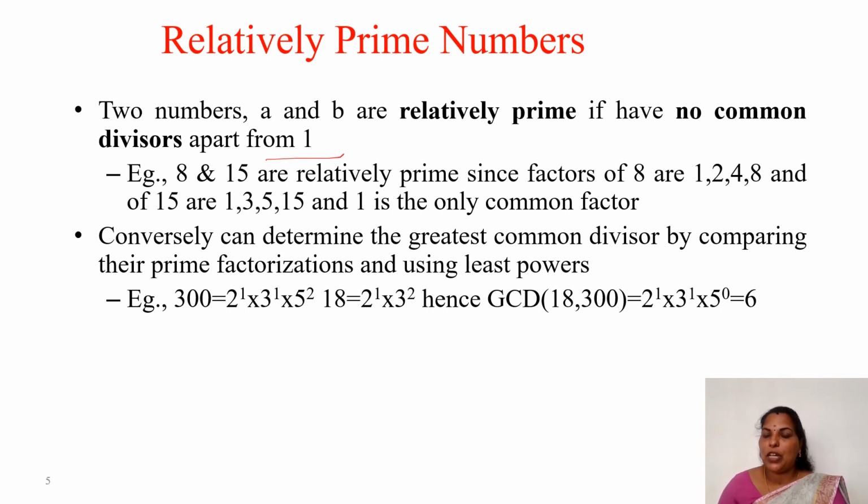An example is 8 and 15 are relatively prime, since the factors of 8 are 1, 2, 4, 8 and the factors of 15 are 1, 3, 5, 15, and 1 is the only common factor. Others are different. So 1 is the only common factor, so the GCD of 8 and 15 is 1. Only these numbers we call relatively prime numbers. Conversely, we can determine the GCD by comparing their prime factorization using the least powers. This way also we can find it.